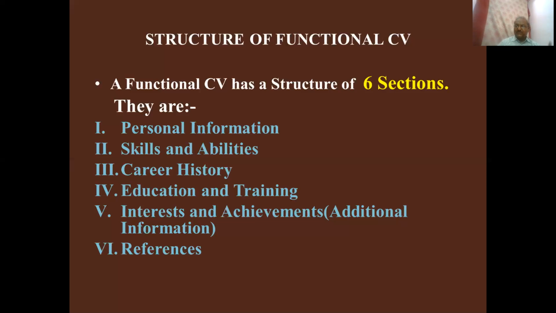Personal information, first one. Second one, skills and abilities. Third one, career history. Fourth one, education and training. Fifth one, interest and achievements, additional information. Sixth one, references. Dear friends, now we are going to study one section after another in functional CV. Let us take the first one.